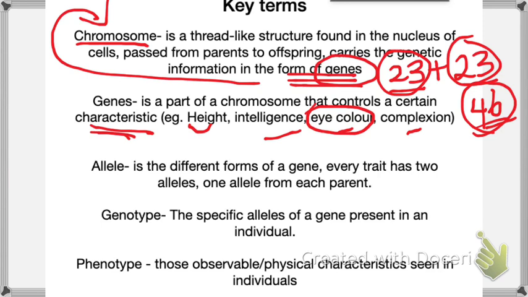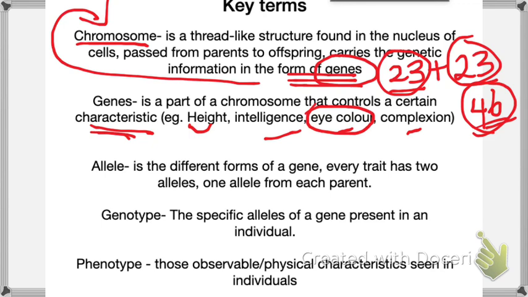So now we come to allele. An allele is a different form of a gene. An individual will always have two different forms of a gene. And when they inherit those two different forms of that gene, they are said to have two different sets of alleles.